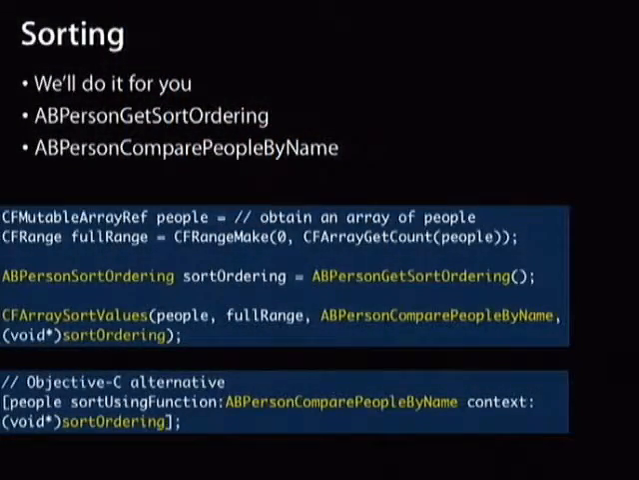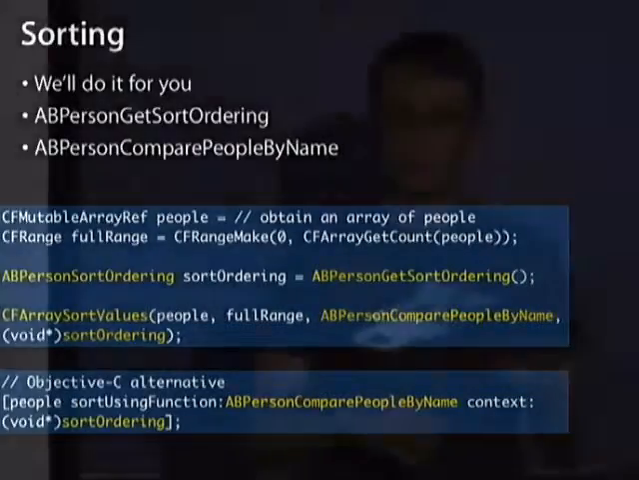For those of you who don't want to use C, this is what it looks like in Objective-C. Again, CoreFoundation and Foundation, you can bridge them, or they are bridged rather. So you can actually call people sort using function, pass in the same function, and again, pass the sort ordering as the context. That will sort your people. Any questions?